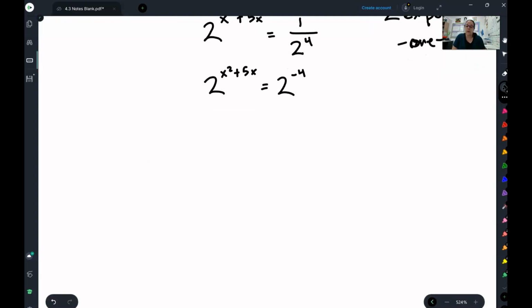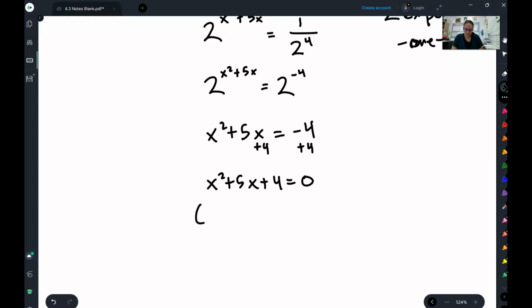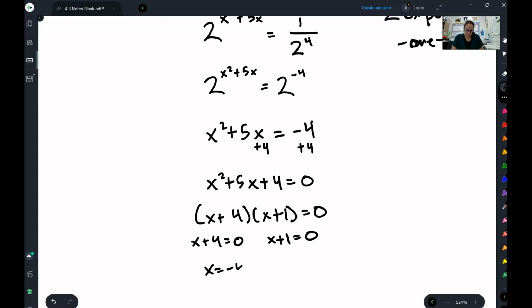So here I've got two exponentials, same base, so then I can just set these equal to each other, and then bring everything to one side and factor it. Set them both equal to 0, and I get x equals -4 and x equals -1.